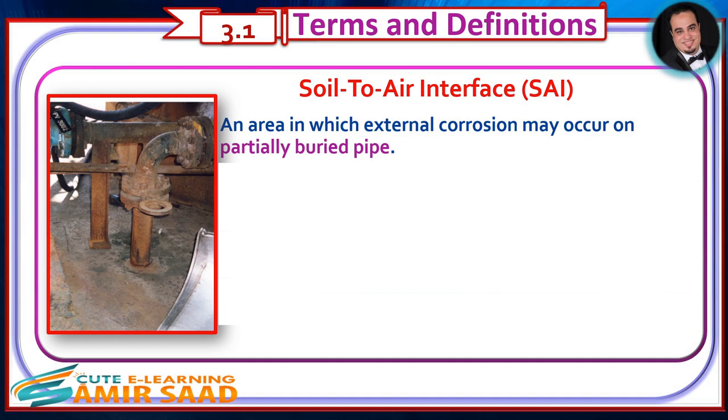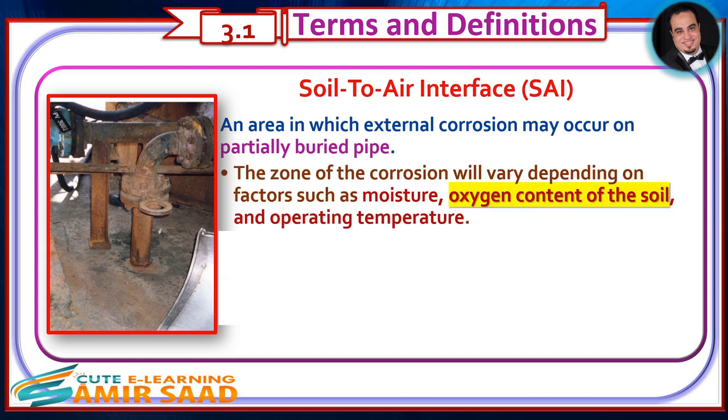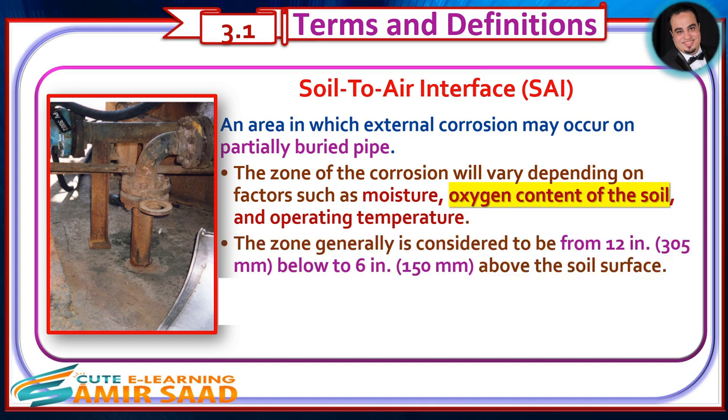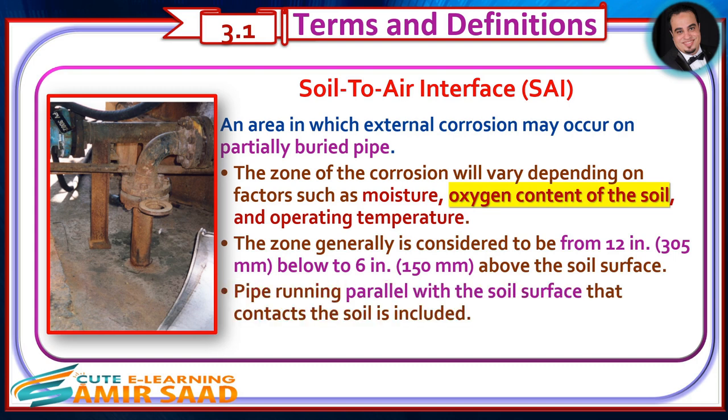Soil-to-air interface, SAI: an area in which external corrosion may occur on partially buried pipe. The zone of the corrosion will vary depending on factors such as moisture, oxygen content of the soil, and operating temperature. The zone generally is considered to be from 12 inches below to 6 inches above the soil surface. Pipe running parallel with the soil surface that contacts the soil is included.